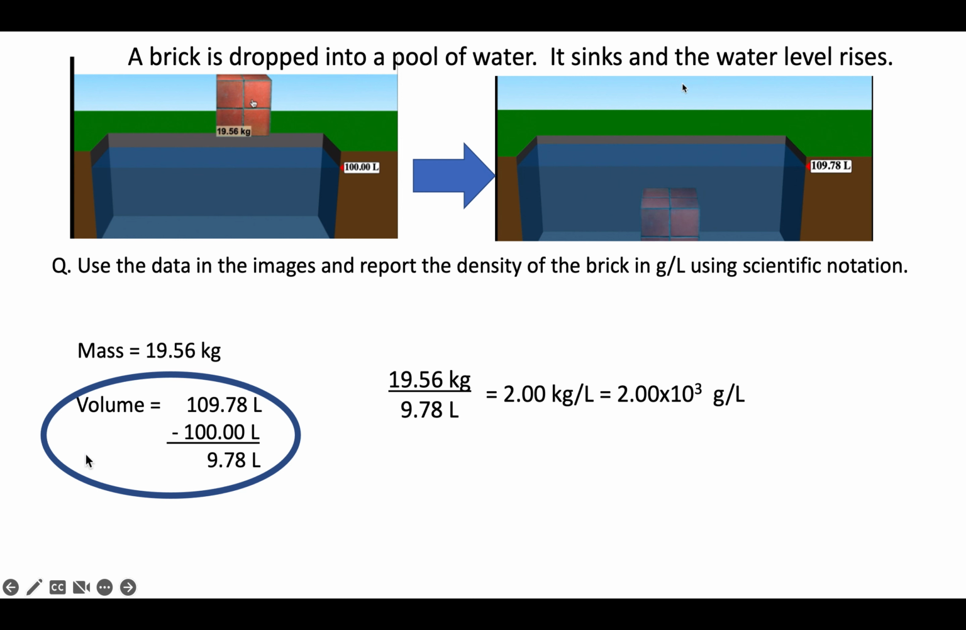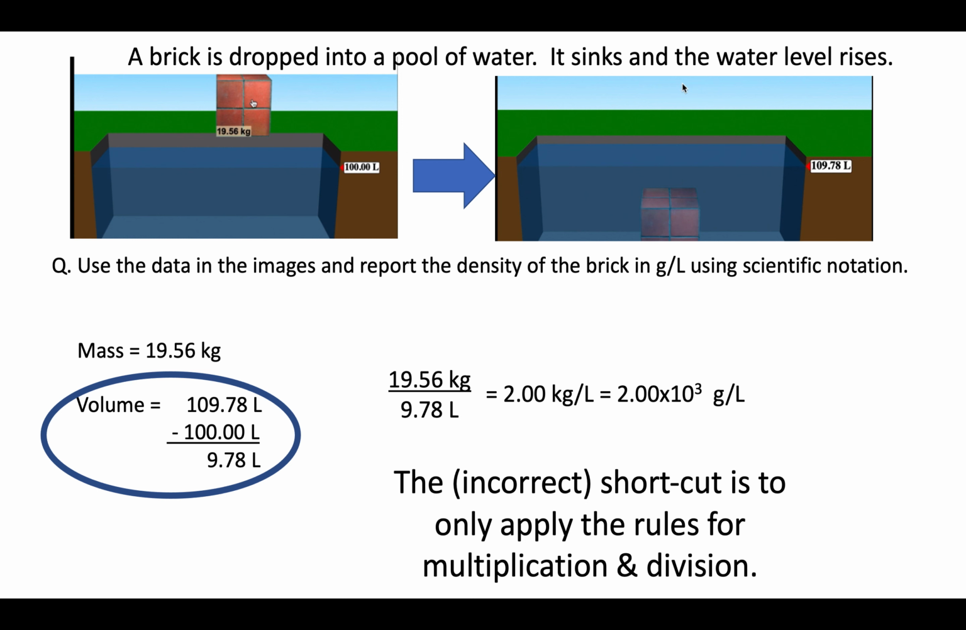This aspect right here, the significant figure rules that we have for addition or subtraction, is something students often skip past. The incorrect shortcut is to apply only the rules for multiplication and division. To look and say, okay, well, this has 4 sig figs, this has 5 sig figs, so my answer should have 4. The shortcut students make is failing to recognize that we have a different set of rules when we're doing addition or subtraction.